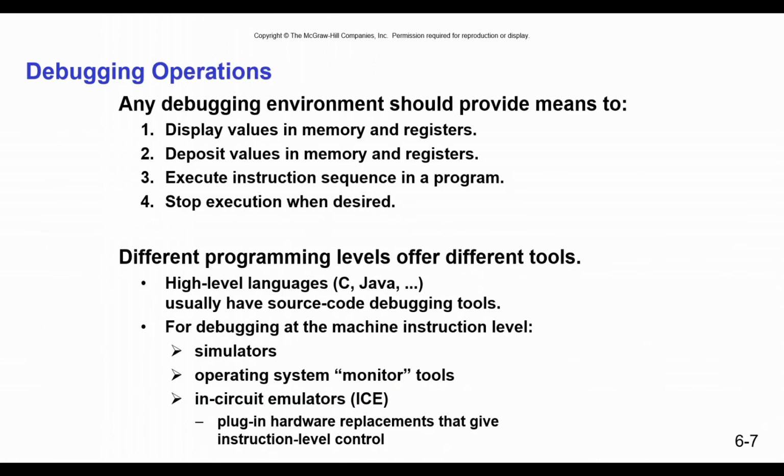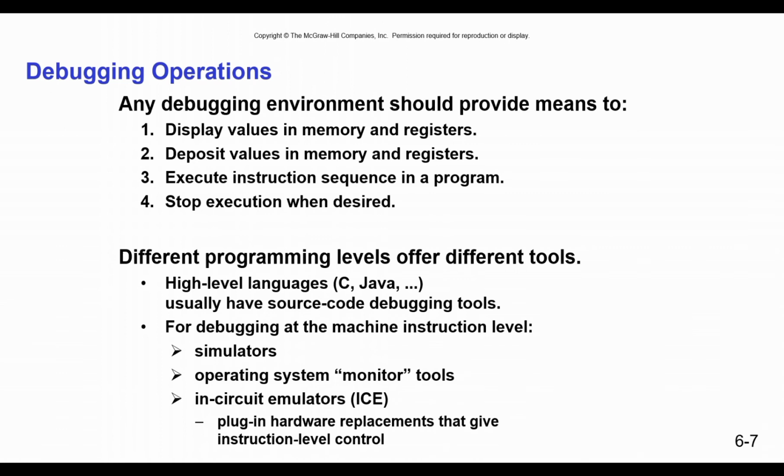And next, debugging operations. Any debugging environment should provide four main things. 1. Display values in memory and registers. 2. Deposit values in memory and registers. 3. Execute instruction sequences in a program. 4. Stop execution when desired.